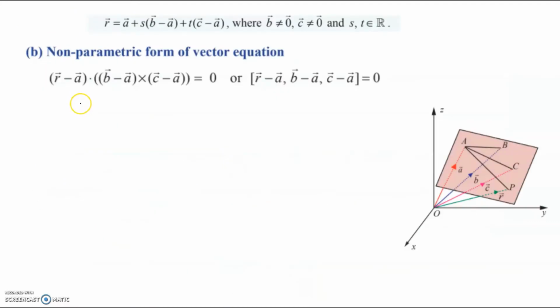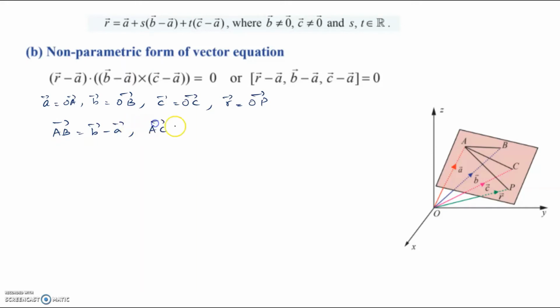Next, let's find the non-parametric form of vector equation. So we have the parametric form here. Now let's find the non-parametric form. For the non-parametric form, let's again consider the points a, b, and c as non-collinear points, and let vector a equal OA vector, b vector equal to OB vector, and c vector equal to OC vector, and r be the position vector of any point P, so that's equal to OP vector. So we can define our AB as b vector minus a vector and our AC vector as c vector minus a vector.